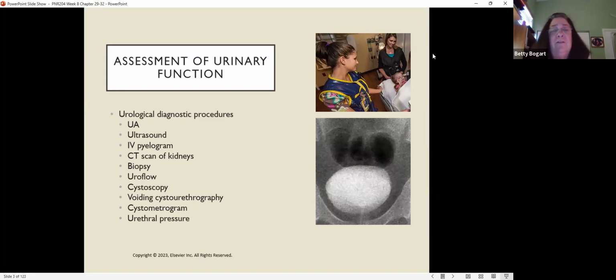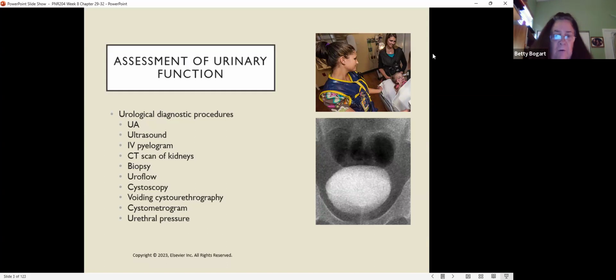Ultrasound starts looking at structure. IV pyelogram is usually used for kidney stones. IVP is what I normally have seen them ordered for. CAT scans are done to look again. Biopsies: is there an infection? Is there a tumor? Cystoscopies, looking with a scope into the bladder. And then voiding cystourethrography is usually used in those young children that have had frequent urinary tract infections.